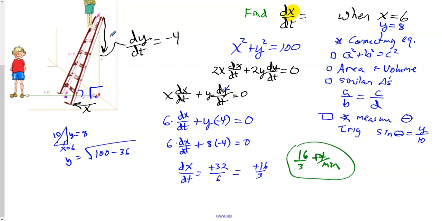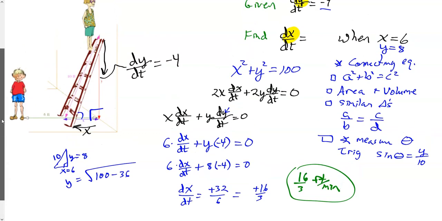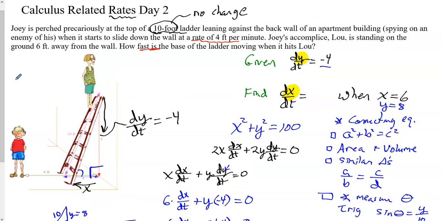Okay, now that was a terribly violent example. I'm really sorry that Joey fell there. He is kind of dressed strangely, so I'm not real sure about these two characters.